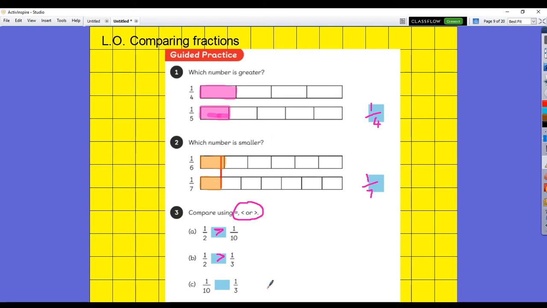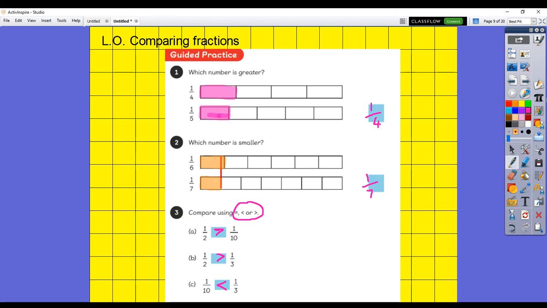Okay, what about 1/10 then? If I had to share my chocolate with 10 people, and then how about 3 people? Well, 10 is going to be smaller, isn't it? So 1/10 is smaller than 1/3. Okay, so think of your denominator as how many you are sharing your chocolate by, or how many you're sharing your pieces of pizza, slices of pizza by.